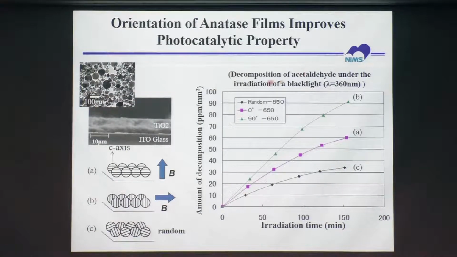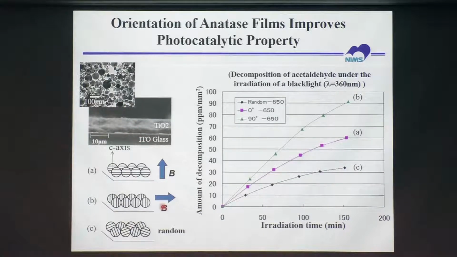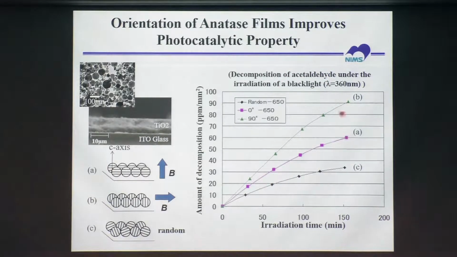Another example is the application to the photocatalytic property of anatase particles. In this case, anatase is a completely spherical particle like that, but it is deposited under a magnetic field, 12 Tesla. It oriented like that. So by preparing the crystalline-oriented layer, we could demonstrate that the photocatalytic property could be improved like this.